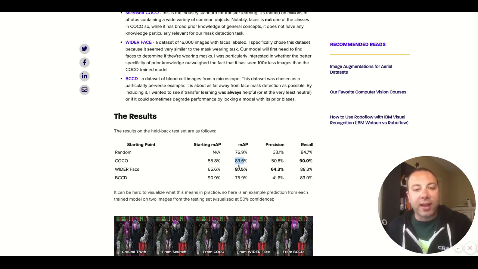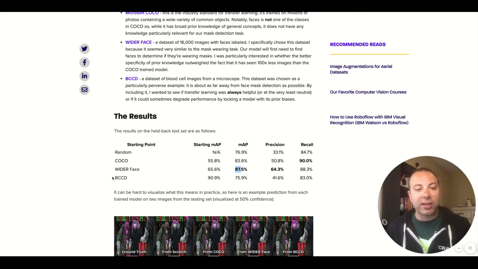So with the COCO data set, that actually panned out. We got an 83.6% mAP. So that was actually much, much better than starting from scratch. But it turns out that the WIDER FACE data set, even though it's a lot smaller, it's only got 16,000 images compared to over 200,000 in COCO, it gave me another boost and got me all the way up to 87.5% mAP. The precision boosted as well. The recall didn't quite get there, but that's probably within the realm of statistical error. I was really happy with this mAP increase.